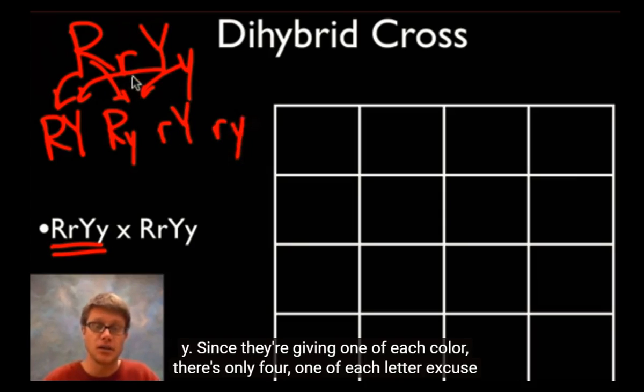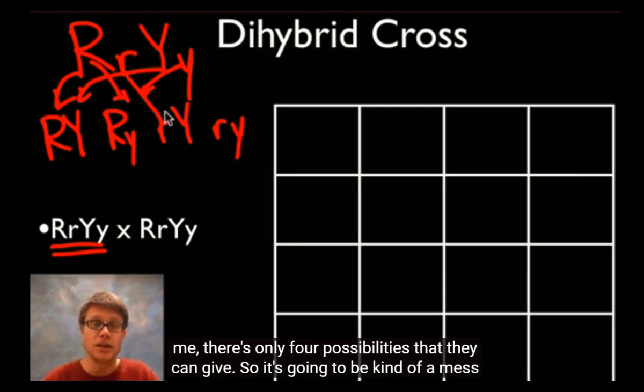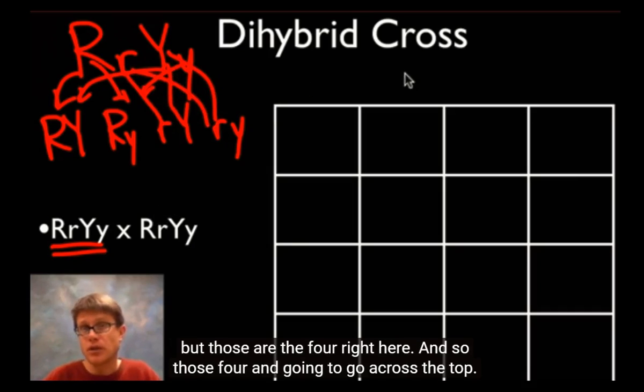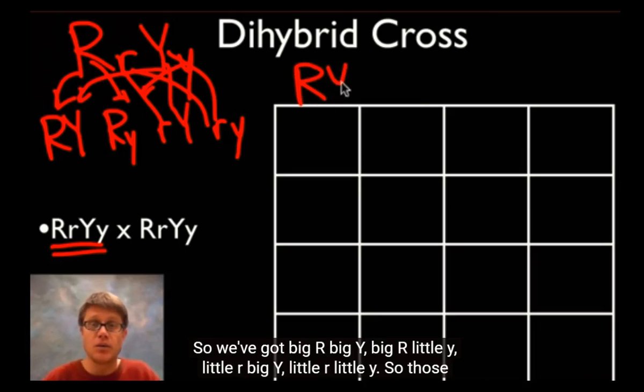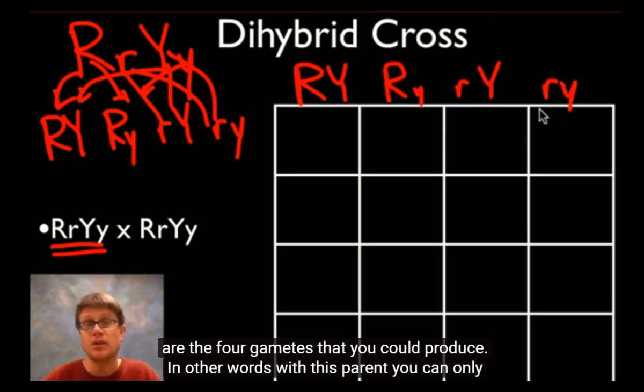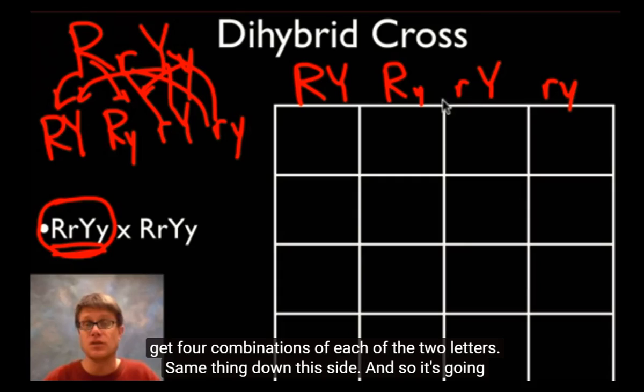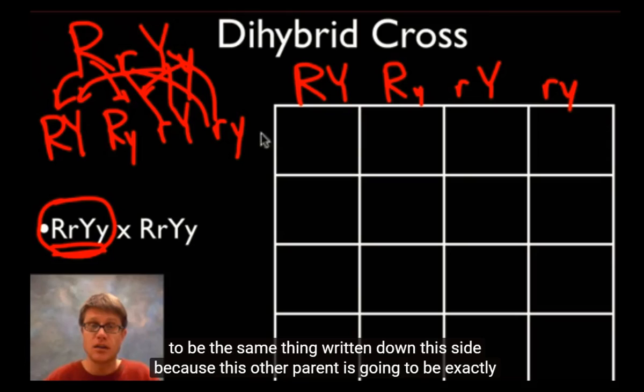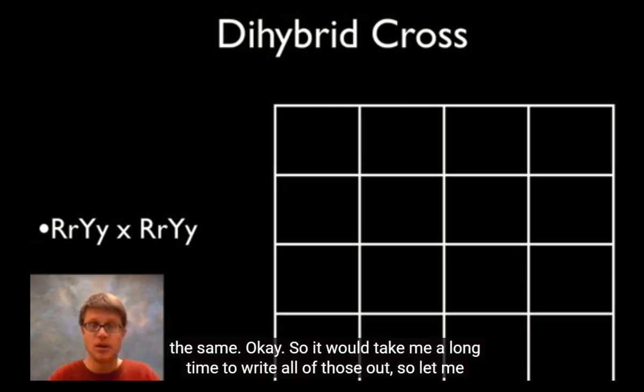Since they're giving one of each letter, there's only 4 possibilities that they can give. So it would be kind of a mess, but those are the 4 right here. And so those 4 are going to go across the top. So we've got big R, big Y; big R, little y; little r, big Y; little r, little y. So those are the 4 gametes that you could produce. In other words, with this parent, you can only get 4 combinations of each of the 2 letters. Same thing down this side, because this other parent is going to be exactly the same. Okay, so it would take me a long time to write all of those out.